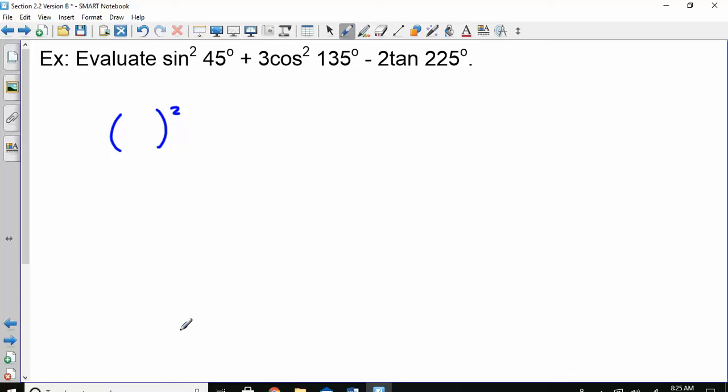Now 45 degrees is in quadrant 1, so we don't even need the reference angle. We just have to evaluate it. What is the sine of 45? Radical 2 over 2.